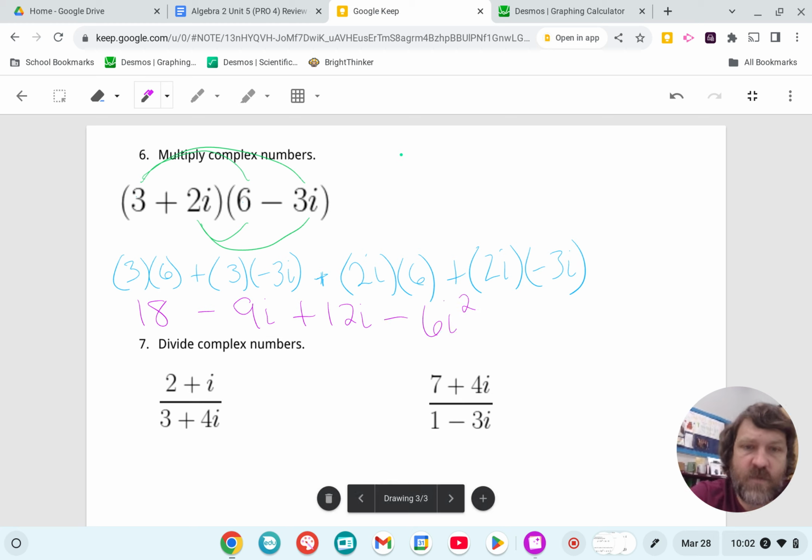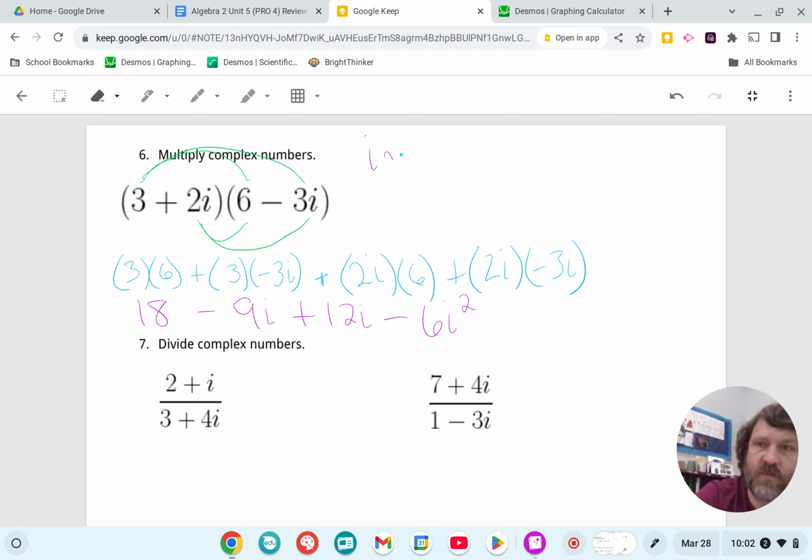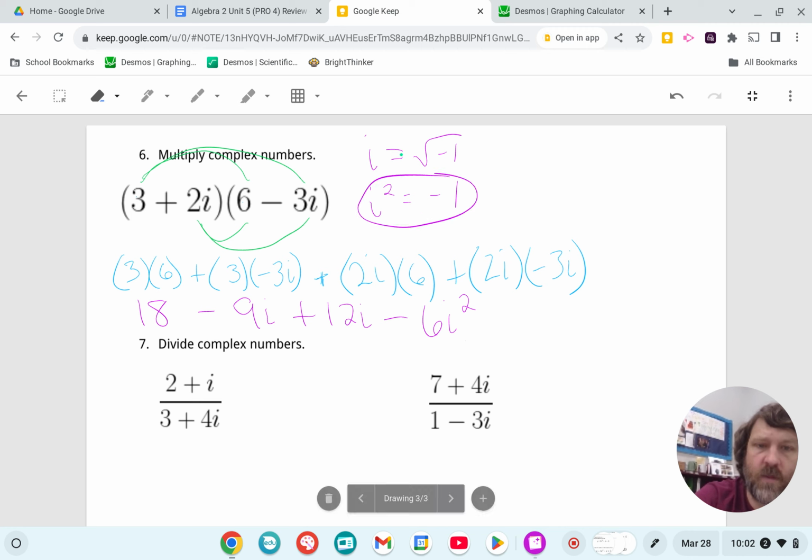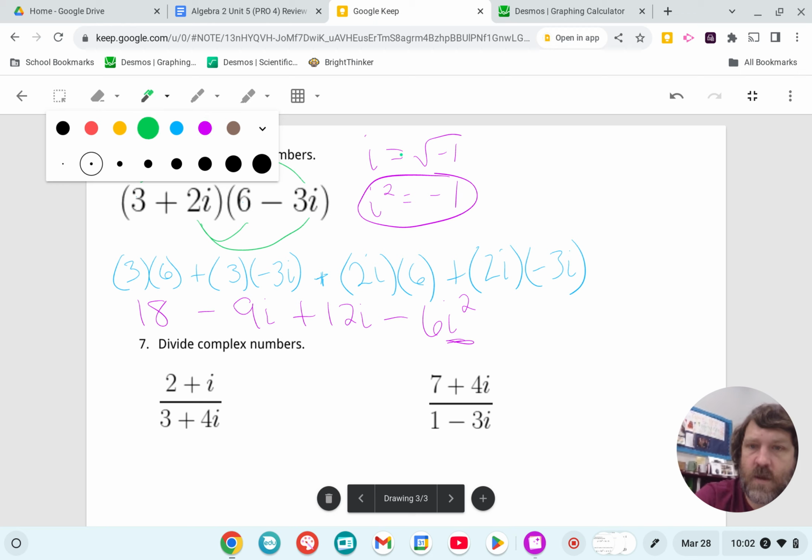That's going to be negative 6i squared. Now we need to do something with that because something we learned earlier is that because i equals the square root of negative 1, then i squared equals negative 1. So we're going to use this idea right here with this i squared, and we're going to need to deal with that right now.